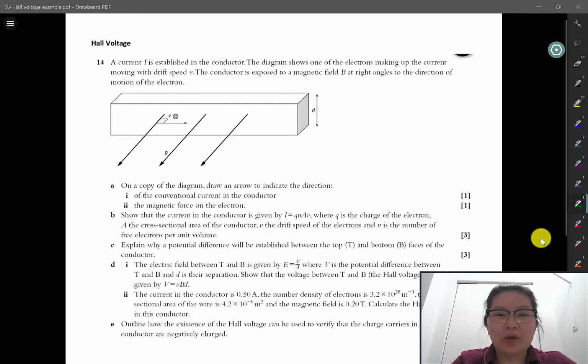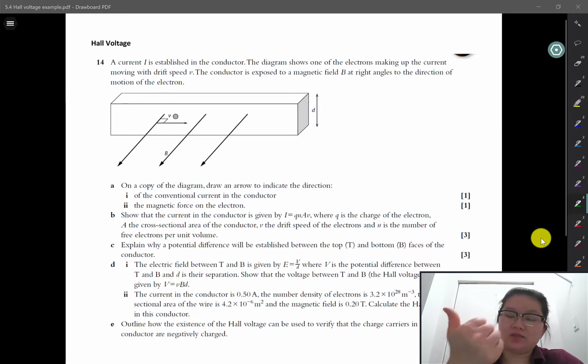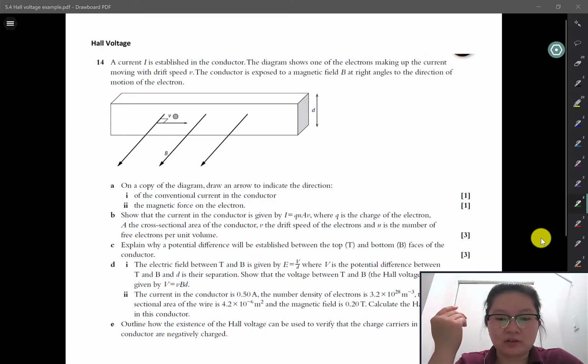In this video, we are going to talk about what a Hall voltage is, and basically applying an electric field and magnetic field on moving charges, moving charged particles. So let's take a look at this question. It's a very classic question, and it's got some interesting applications. It's a typical IB question.